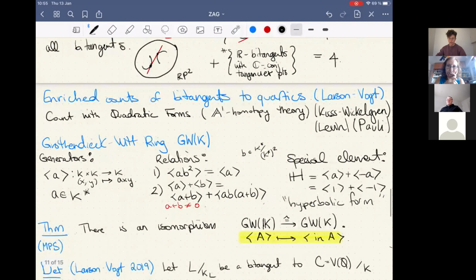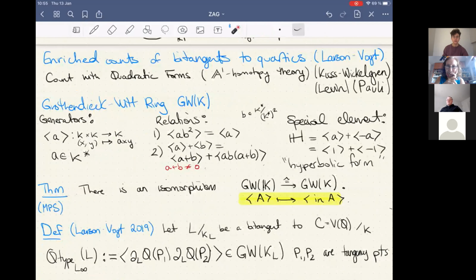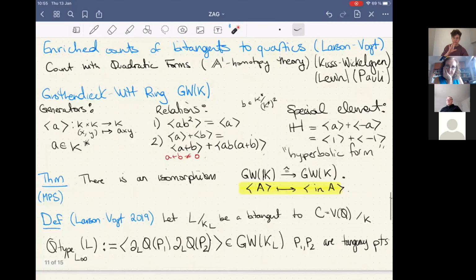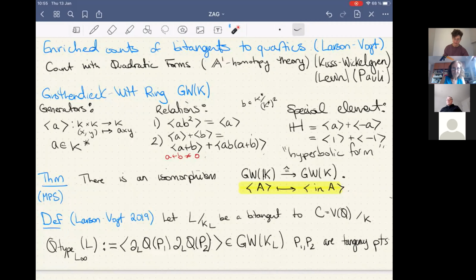So what Larson and Vogt define in the case of bitangents is they assign to each bitangent to a curve, so the curve is defined over the field K, the bitangents are possibly defined over some extension, a quadratic form based on this formula. So take the directional derivative at one tangency point, evaluate at the one associated to the other tangency point, put that in brackets, and that's a quadratic form. Now it's a quadratic form that lives in the Grothendieck-Witt group of some field extension, and we might want to only consider quadratic forms over the Grothendieck-Witt group with the field of definition of our curve C. But that's fine because we have the trace map.